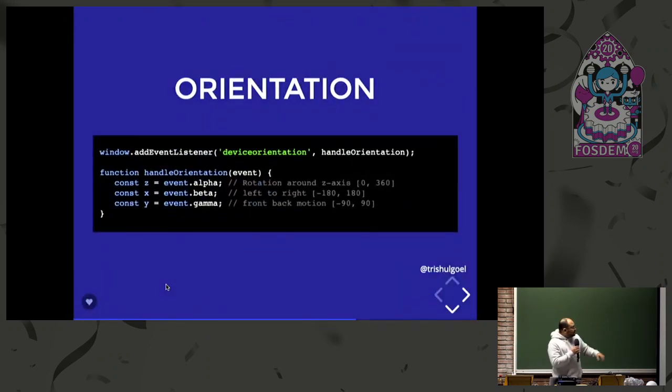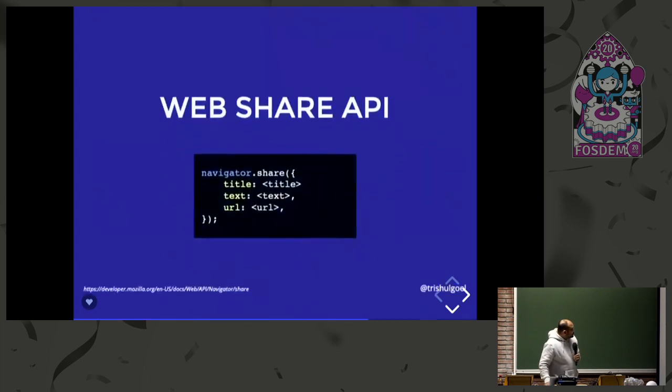All I need to do is listen to the deviceorientation event, and it gives me three dimensions: X, Y, Z. Can you read that? Or I'll read that for you. Z gives the rotation around the Z axis, obviously. X gives you left to right how my mobile is moving, and Y gives the front and back. Okay? So let's move to the next one.